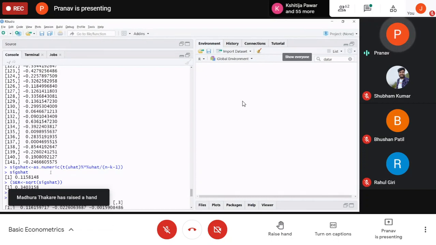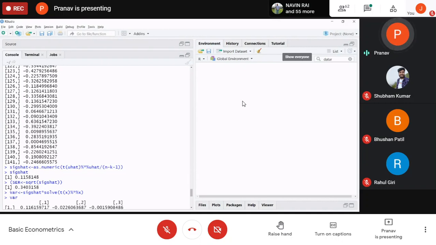And why do I need this sigma square? Because in order to talk about the variances or variance covariance matrix of the OLS estimators, I need sigma square. Since I do not know the true sigma square, I obtain an unbiased estimator of this unknown sigma square, which is given by RSS upon degrees of freedom. So this comes out as whatever value, 0.11.